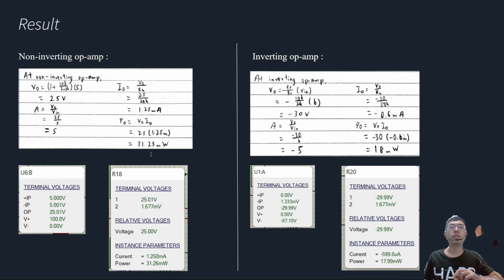Then the simulation results show that it has an output voltage of -29.99 watt and an output current of -599.8 microampere, and output power up to 17.99 milliwatt at the load.